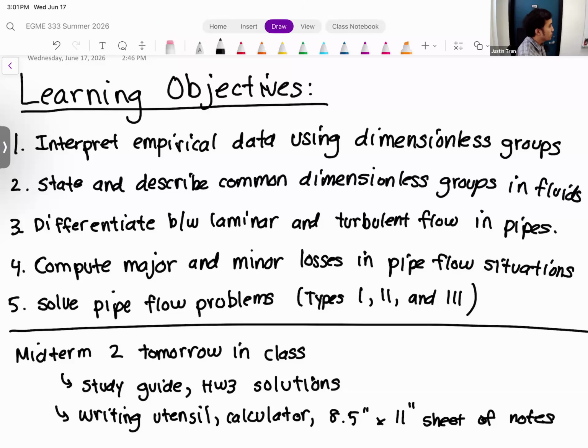In terms of content for midterm 2, remember there is a study guide that's posted. The main problems that you can expect are all covered in homework 3. The solutions for homework 3 are also on Canvas, so please make sure you check those out as you're studying and preparing for the midterm tomorrow. Please bring your writing utensil, please bring a calculator, and just like the first midterm exam, you can bring one 8.5 by 11 sheet of notes. Okay. All right, and so that's everything for tomorrow, and then the final exam will be next week.